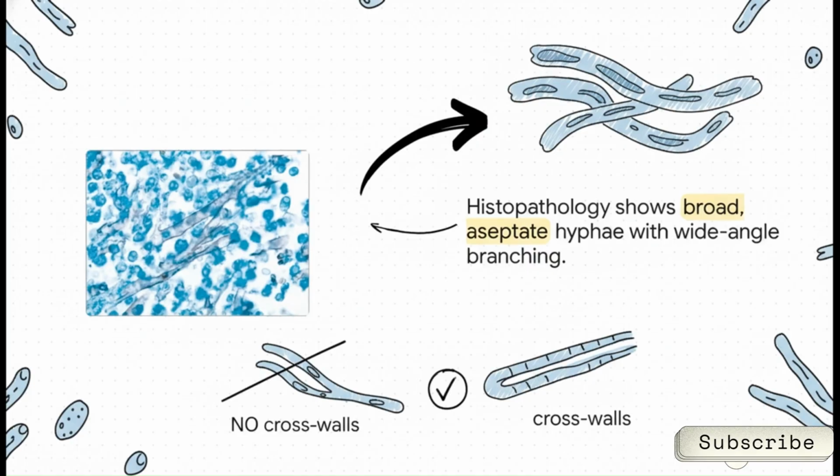You have to memorize these 3 features. First, the hyphae are broad. People describe them as ribbon-like. Second, they're aseptate, which means they don't have any cross walls or septa. And third, they have this really wide-angle branching, almost at 90 degrees. This is how you tell it apart from Aspergillus, which has skinny, septate hyphae that branch at a sharp, acute angle.